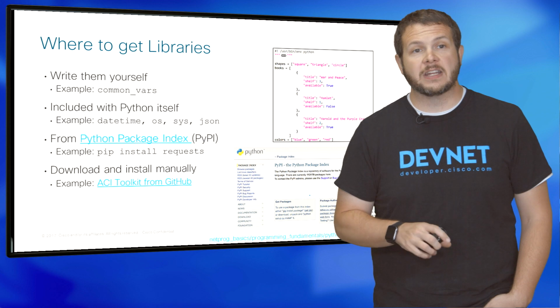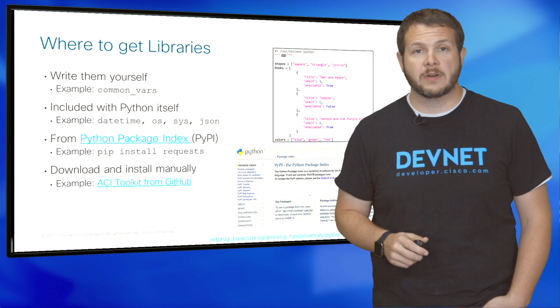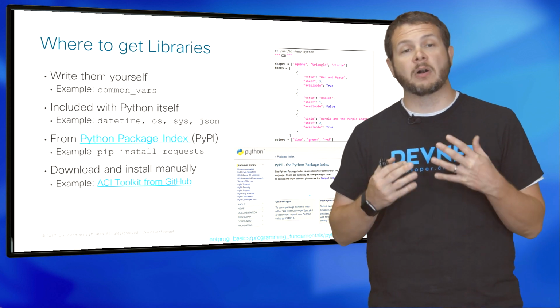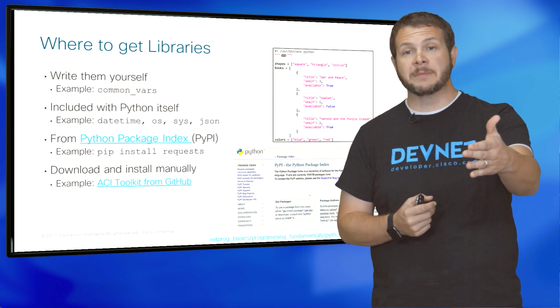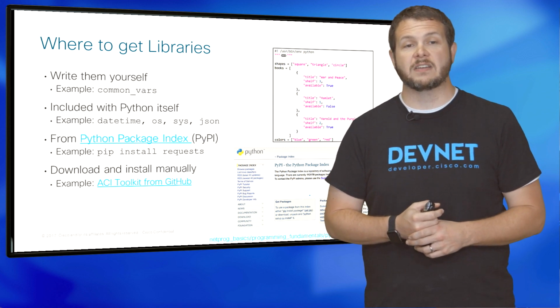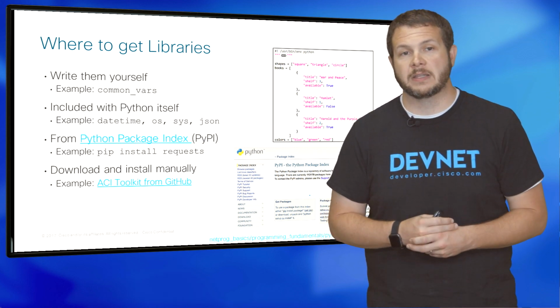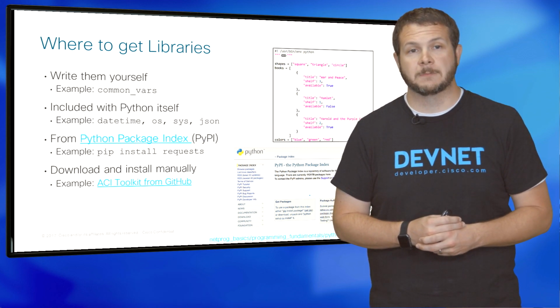You can also take advantage of hundreds of included libraries that come with Python natively, just as part of the language. Some examples that we've already seen are datetime, OS, sys, JSON. All are included natively with Python, and you can simply import them directly.